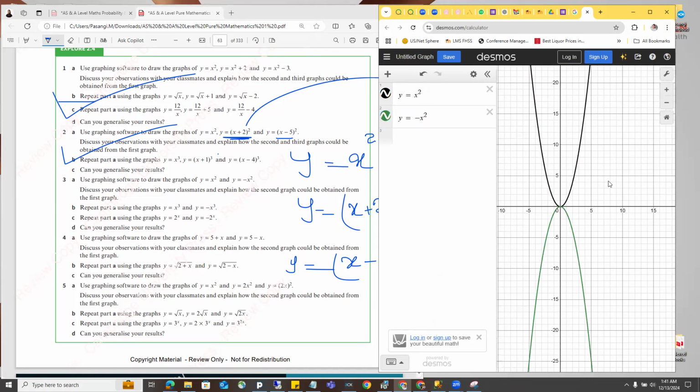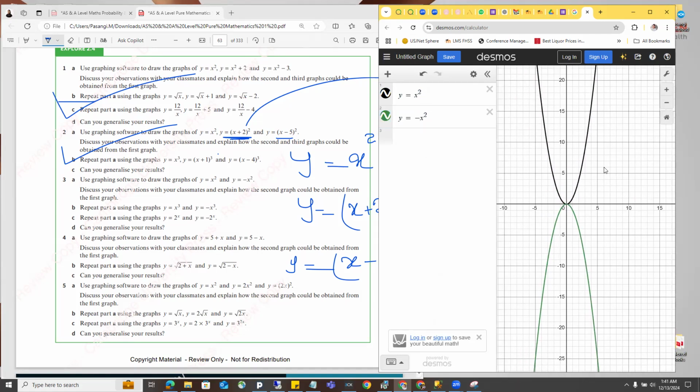Minus. So yeah, it should be like the reflection. Yes, it would be the reflection. From what? From the x-axis. Yes, that's true. So that's also correct.